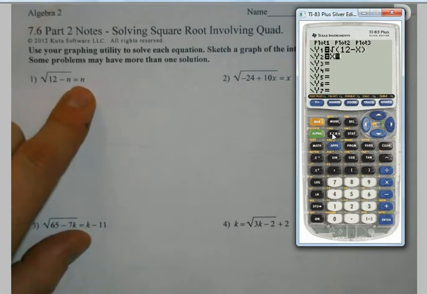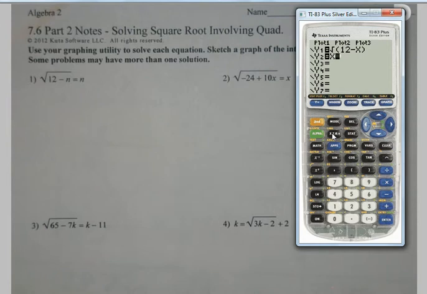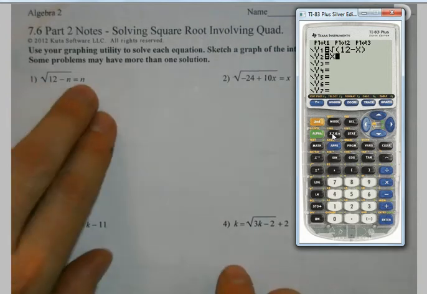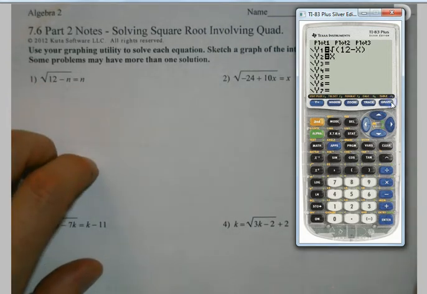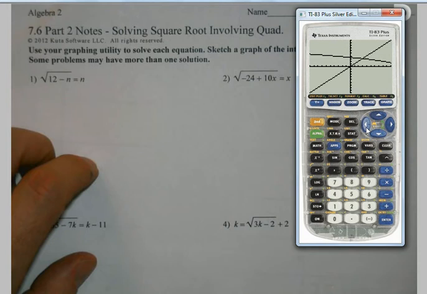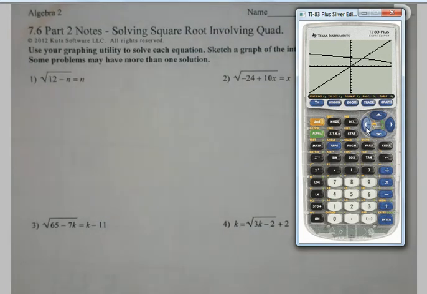The one thing is I always have to have my radical isolated. So we'll talk more about that when we get down to number 4, because there's one little tweak I'm going to have to make. But otherwise, put each side in. We're going to go ahead and graph it. I'm going to notice how many intersections there are, if there are any. Well, here I notice there's one.